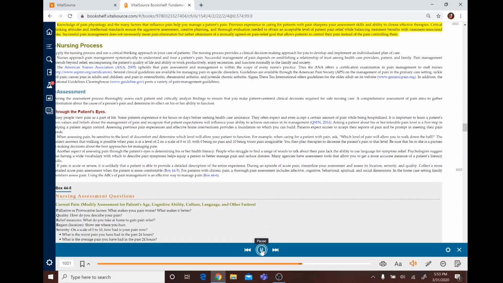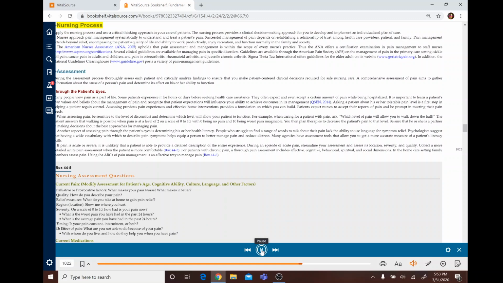Knowledge of pain physiology and the many factors that influence pain help you manage a patient's pain. Previous experience in caring for patients with pain sharpens your assessment skills and ability to choose effective therapies. Critical thinking attitudes and intellectual standards ensure the aggressive assessment, creative planning, and thorough evaluation needed to obtain an acceptable level of patient pain relief while balancing treatment benefits with treatment-associated risks. Successful pain management does not necessarily mean pain elimination but rather attainment of a mutually agreed-on pain relief goal that allows patients to control their pain instead of the pain controlling them.